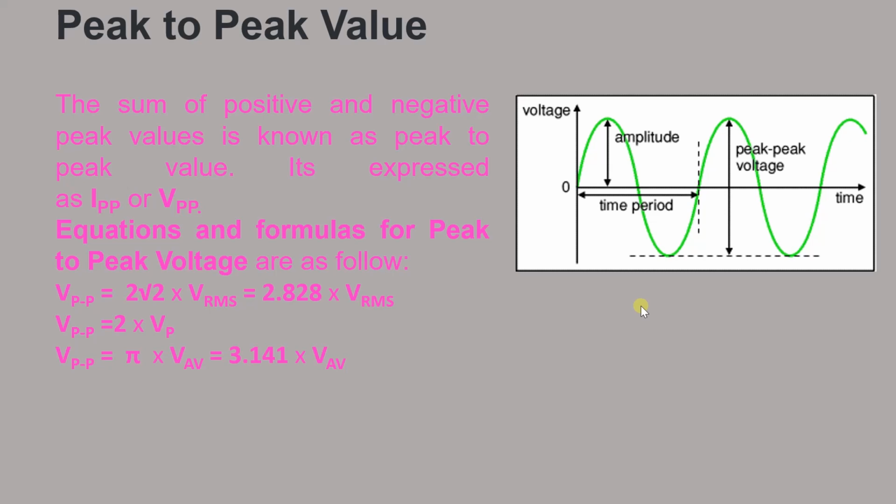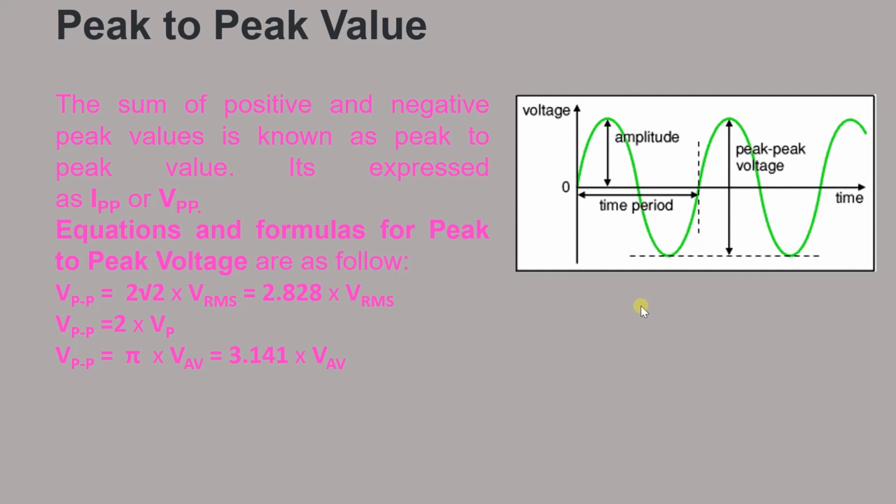The sum of positive and negative peak value is known as peak to peak value. It's expressed as IPP or VPP. The equations and formulas for peak to peak voltage are as shown in figure.